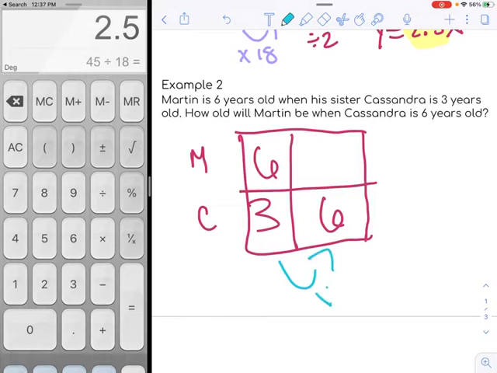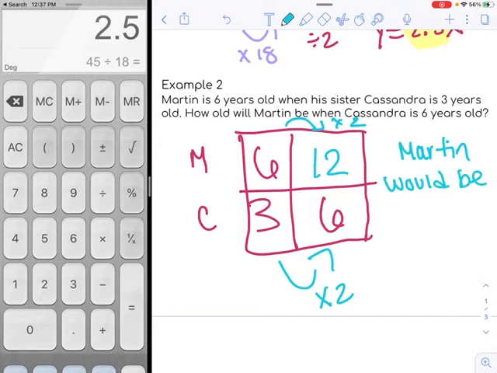So 3 to 6, we multiply by 2, same to the top. 6 times 2 is 12. So Martin would be 12 years old.